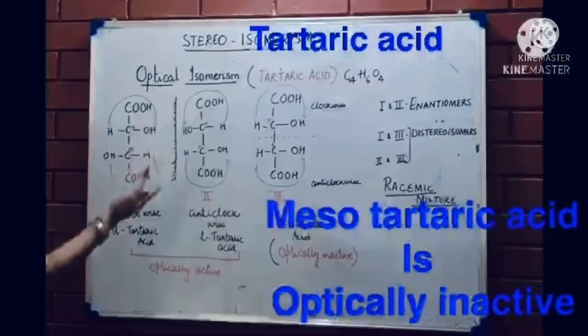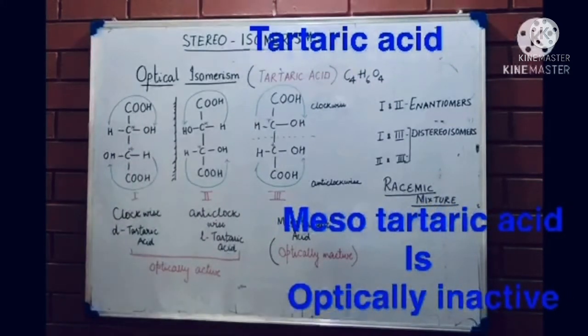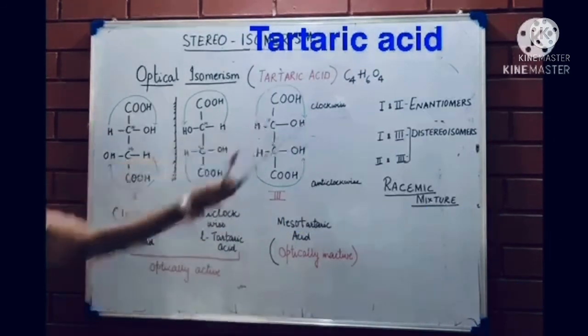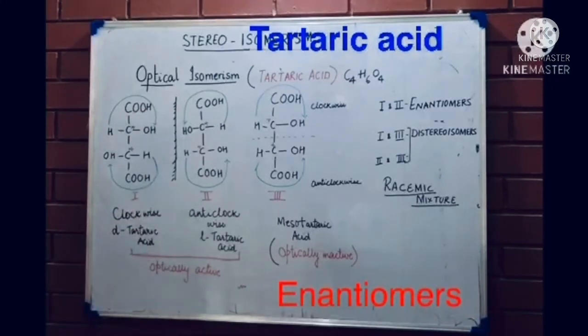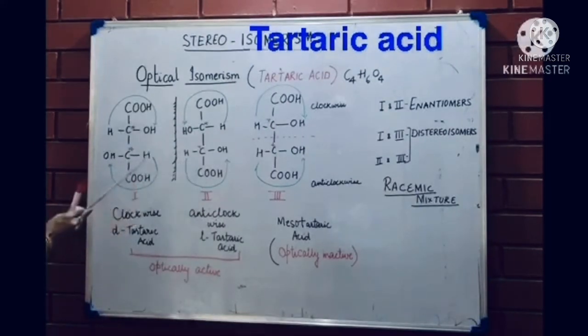So there are 3 structures which you can draw for tartaric acid. Out of them, 2 are optically active. The third one is not optically active. Now there are terms, enantiomers. So structures 1 and 2 are called enantiomers, and enantiomers means those optically active structures which are mirror images of each other but not superimposable on each other.